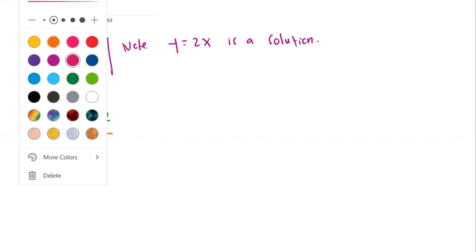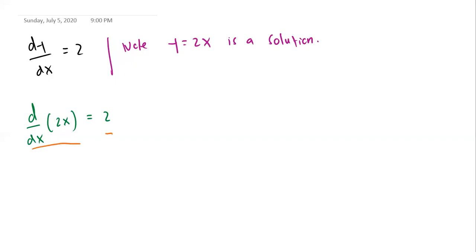Okay. So let's simplify. What's the derivative of 2x with respect to x? Remember from Calc 1, that's just 2. So the left-hand side is 2, the right-hand side is 2, and that works. What's on the left is equal to what's on the right. So y equals 2x is a solution to this differential equation.